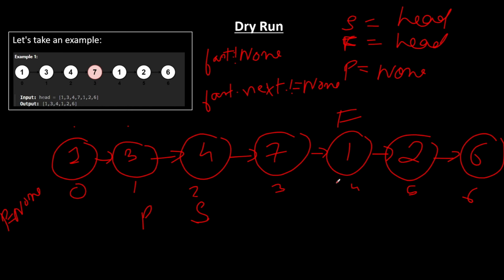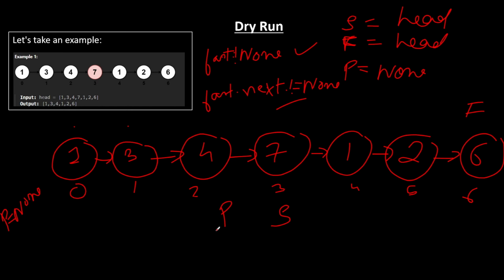Now fast is not null, and fast dot next is also not null. So fast moves from here to the last node. Also, previous moves to the slow pointer's place, and the slow pointer moves ahead to the middle part, right? Now we'll remove P also, slow pointer from here, fast from here. Great. Now we can see that fast is not none, but fast dot next is none, right?